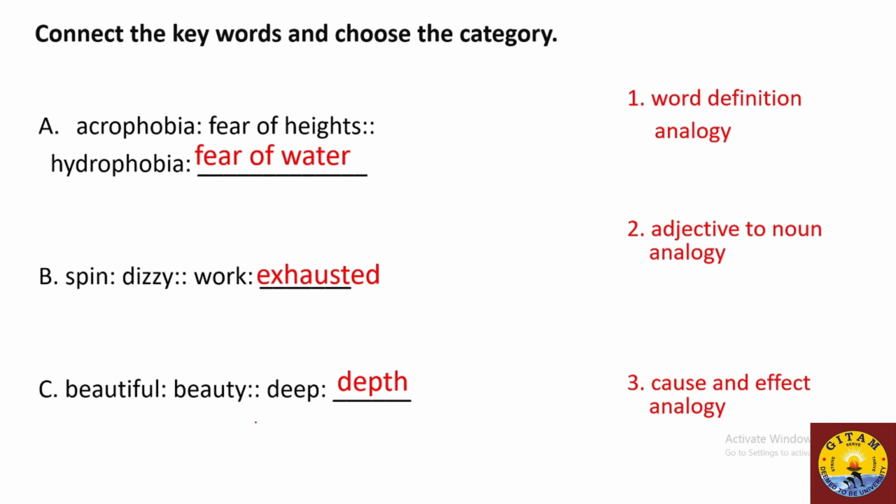Now, can you match the left side options named A to C with the right side options numbered 1 to 3? Can you pause the video and try that? You're right. The first one is word definition analogy. Can you try the next one? Right. Cause and effect. If you spin, obviously you feel dizzy. If you work continuously, of course, that leads to exhaustion. Right? Beautiful and beauty, we learned this in the first quiz, right? Intelligent, intelligence. We learned there, right? Deep, depth. Brilliant, brilliance. Okay.